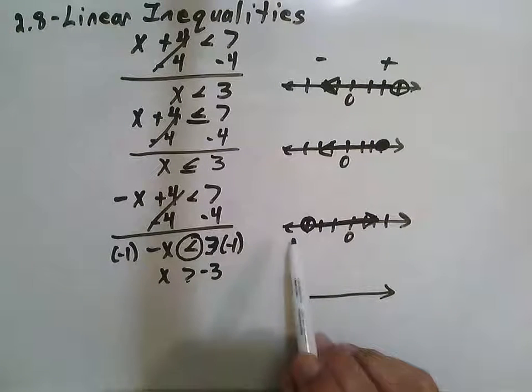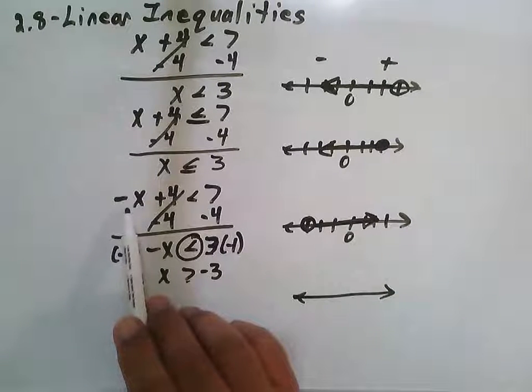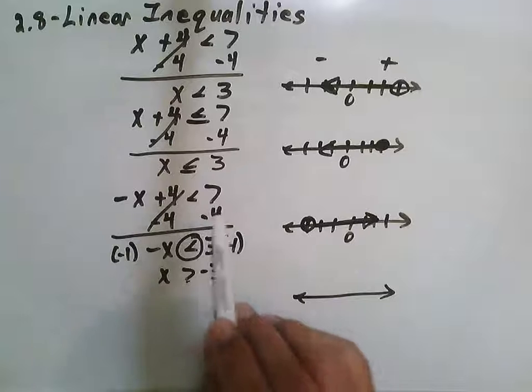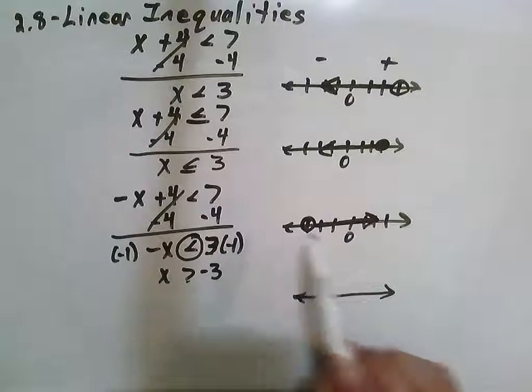Sure it is, right? So if I go down to, let's say, negative 10, a negative and a negative is going to give me a positive, so 14 is not less than 7. So any big number out here in the negatives would not make that true. So that's how you can check these.